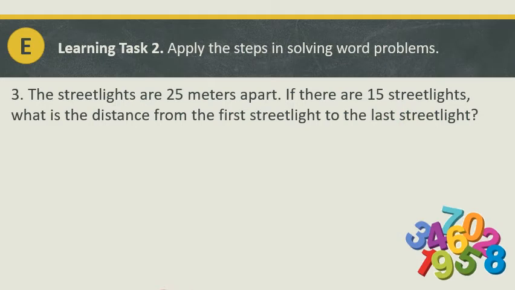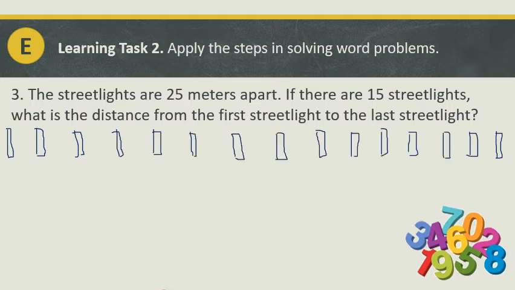So, halimbawa, ito po ang ating mga street light. So, meron tayo dito yung first street light. Ito yung last street light. So, bibilang tayo dito. Dapat daw ang pagitan nila is 25. So, 1, 2, 3, 4, 5, ayan, up to 15. So, assume natin na pantay-pantay po ang ating pagitan.